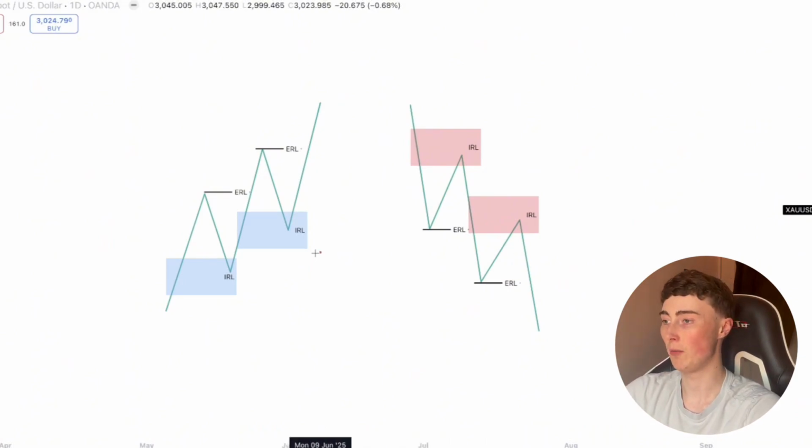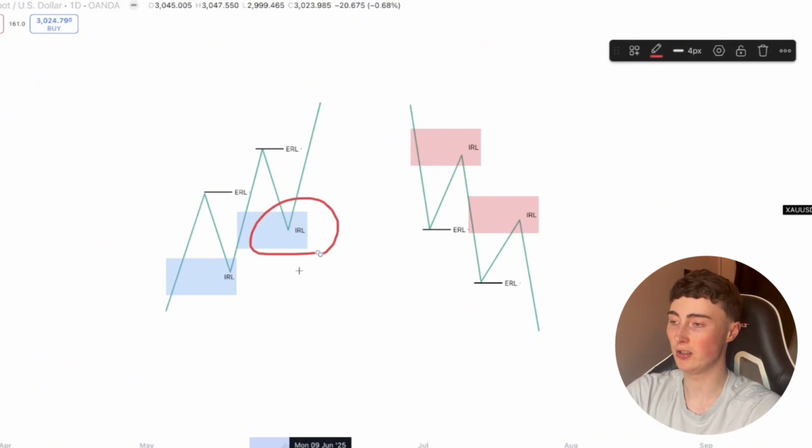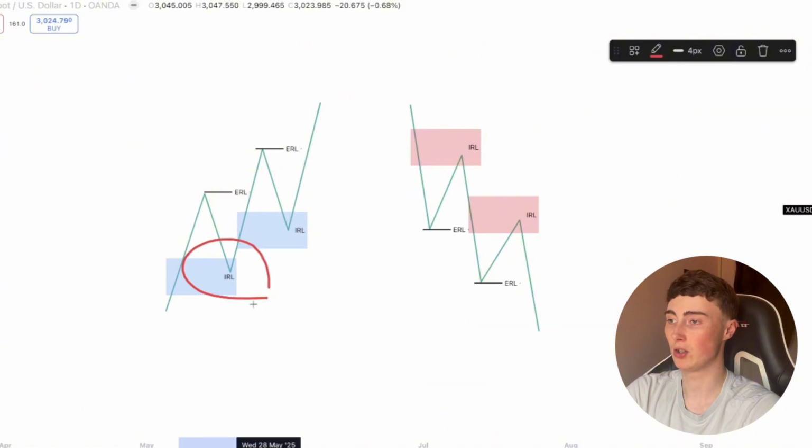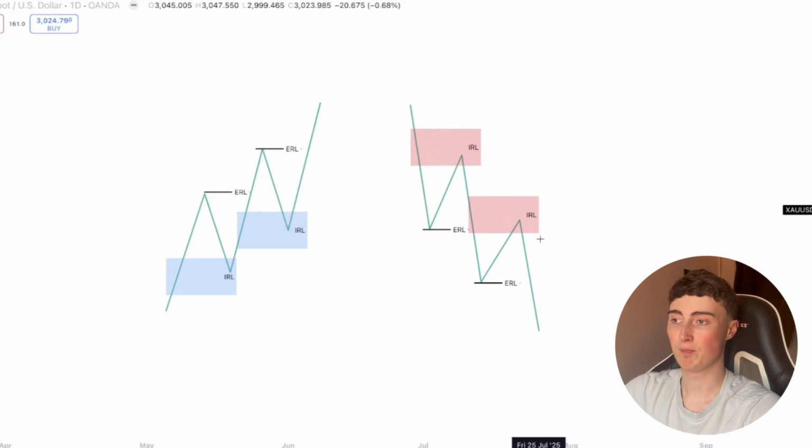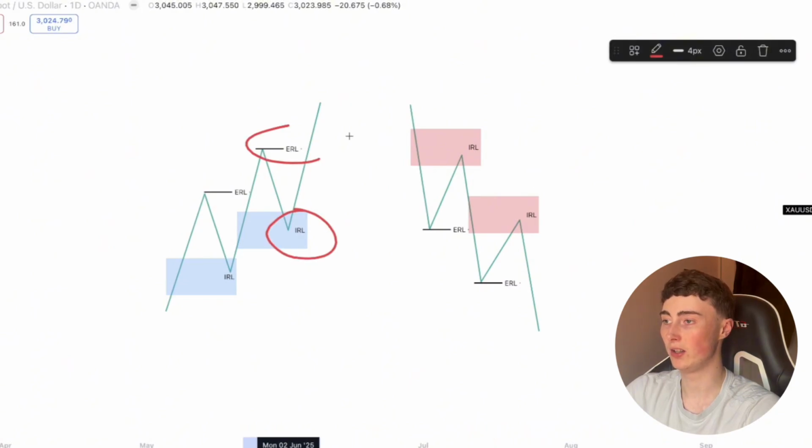So, for example, these bullish FVGs, right? That's internal range liquidity. And these bearish FVGs, that's internal range liquidity too. So, you're going to identify, is price going up or down? Is it bouncing towards internal or external range liquidity, right? Very, very simple. Now, once you know whether price is targeting internal or external range liquidity, that's the direction that you're going to trade in, right?